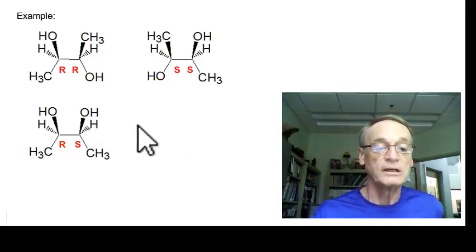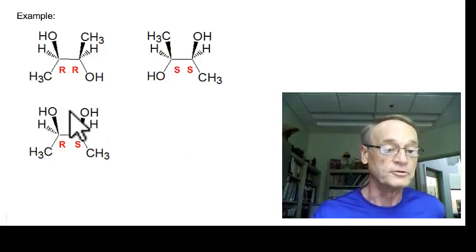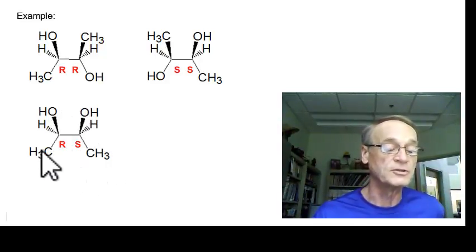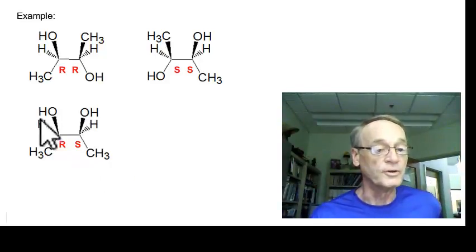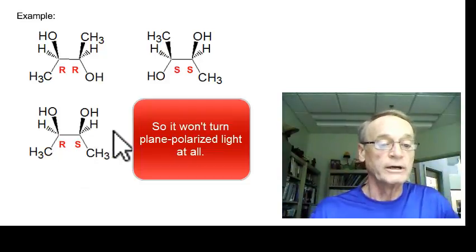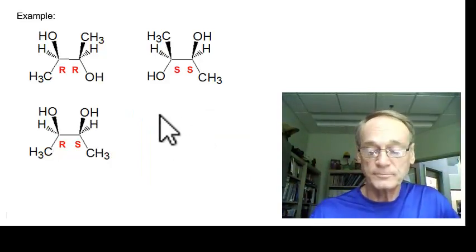Now, notice, in this particular conformation, there's a mirror plane. This OH reflects into that OH, this H into that H, this CH3 into that CH3. So this is not chiral. So this is an example of a meso compound. Again, just for completeness' sake, go ahead and draw the mirror image over here.